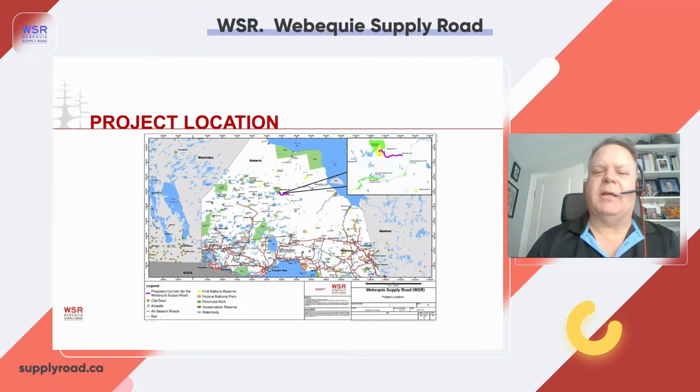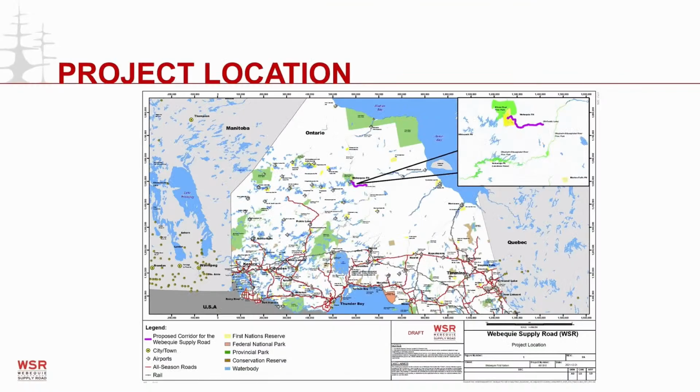Webequie First Nation is located about 250 kilometers from James Bay and Hudson Bay. And a supply road runs southeast from the airport in the community, or will run southeast from the airport in the community to the McFalls Lake area, which is in the heart of the Ring of Fire, east of the Mukatai River. In terms of the purpose of the Webequie Supply Road, there are three main purposes.